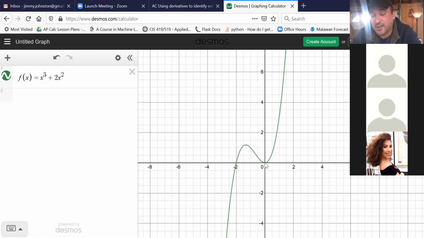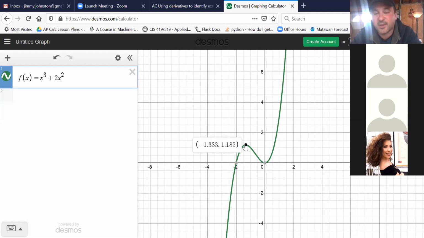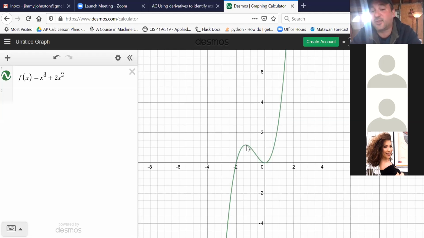This one's easy. It looks like it's 0. This one, not as much. Like we can click on it, 1.33. Okay, so I mean, we can tell what that one is, but you can't always tell.